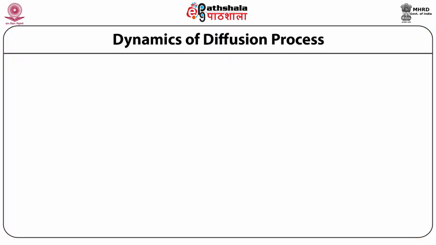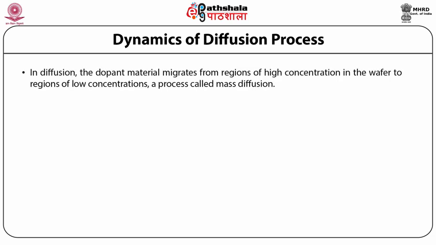Let us now study the dynamics of the diffusion process. In diffusion, the dopant material migrates from the region of higher concentration to the regions of lower concentration in a wafer, which is called mass diffusion.